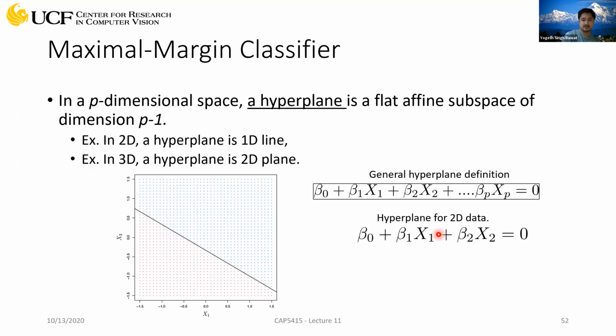And what you do is, if you put any of these points into this equation, you will get either a positive or a negative sign. You'll get some number, either positive or negative. And based on that sign, you can easily determine whether the point is in the blue region or in the red region. So in this particular case, for this line, we have this equation.